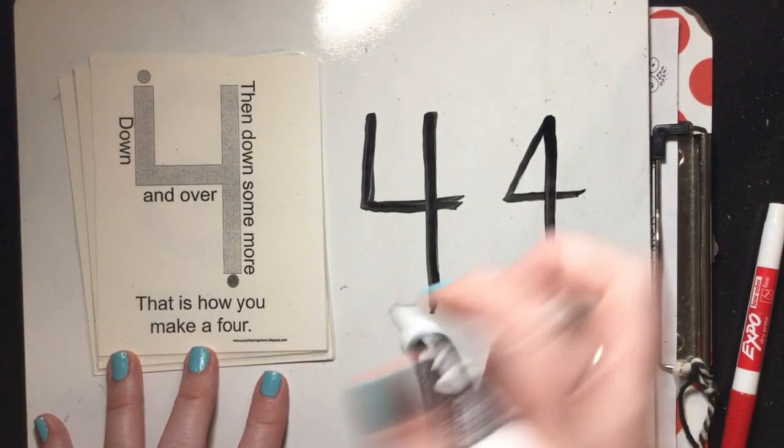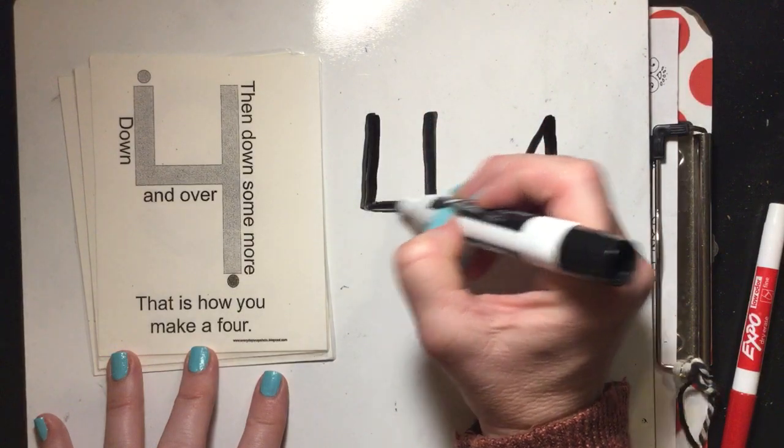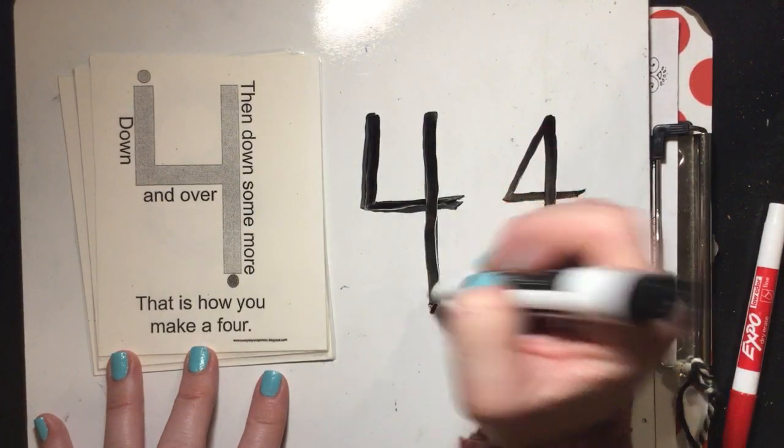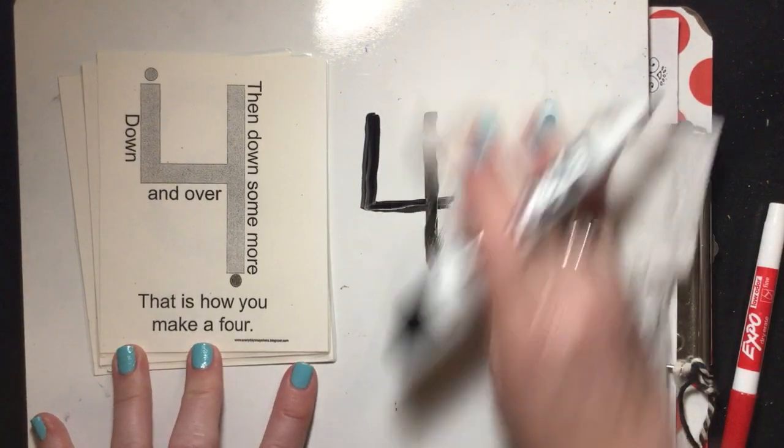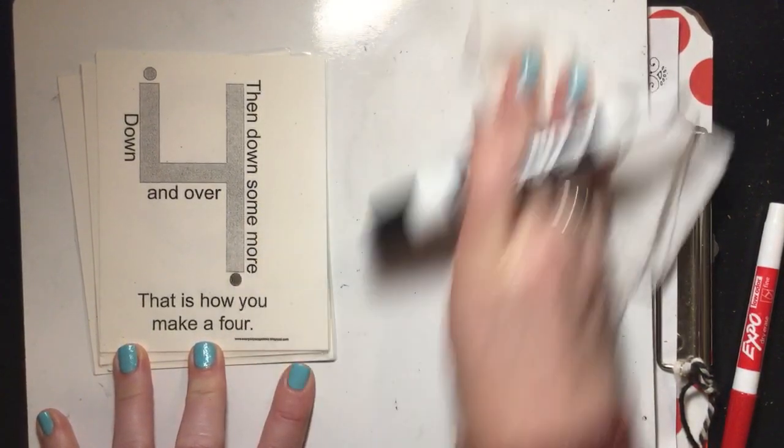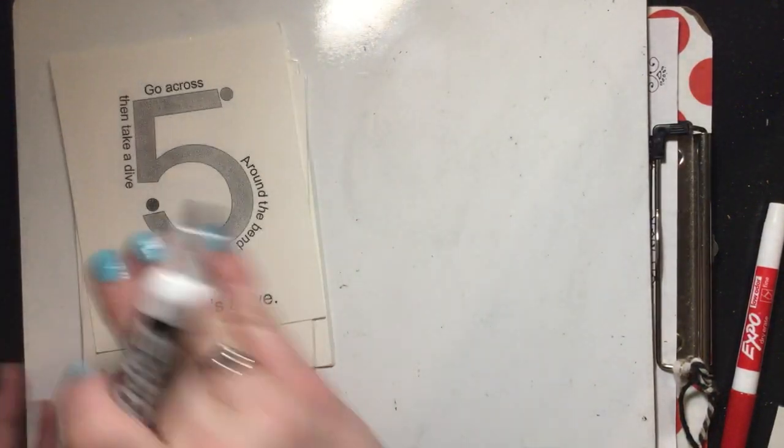This one is super easy though. Down and over, then down some more. That's the way you make a 4. Okay, let's look at the next one. Next one is a 5.